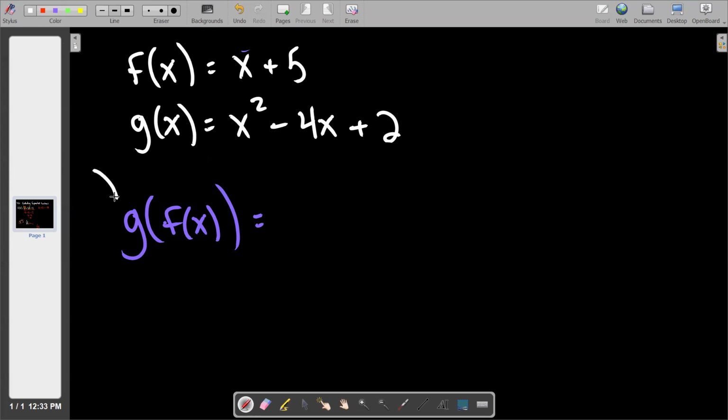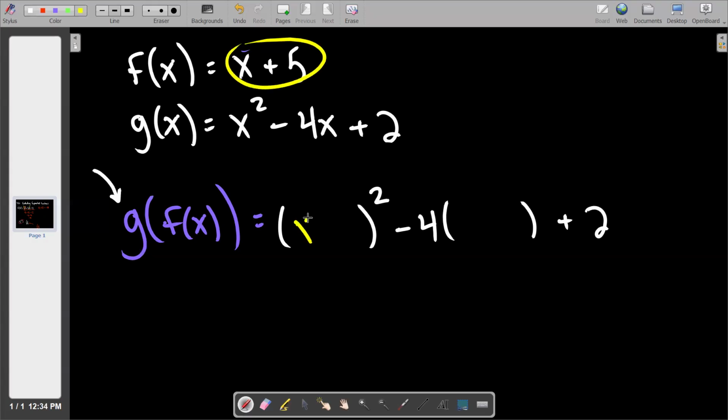So here I go. I'm going to write the outside function g, but every time I get to a place that says x, I'm going to leave an awkward void like this. I'm going to write blank squared minus 4 times blank plus 2. And what's going to go in those awkward voids? x plus 5, the f function, this one. So we put that there, and we put that there. And this is the kind of algebra you're going to find yourself wrapped up in today. So let's talk about this first, the red oval. You guys remember how to do that?